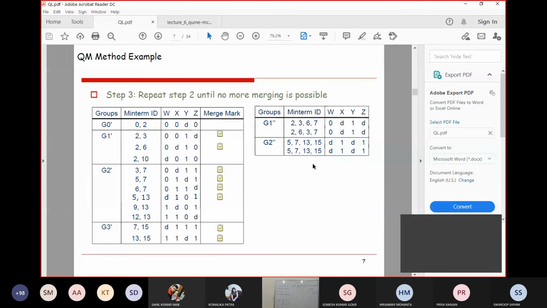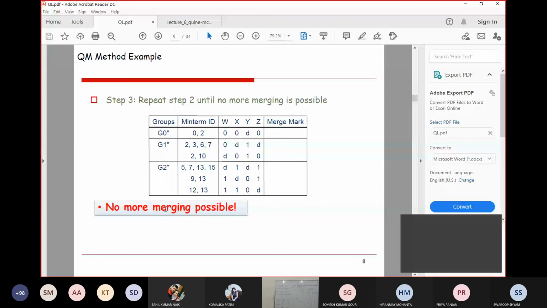Are you able to get 4? Still no merging possibilities. So these are the things which have come: 0, 2, 2, 3, 6, 7, 2, 10, 5, 7, 13, 15, 9, 13, 12, 13. These are the possible things.